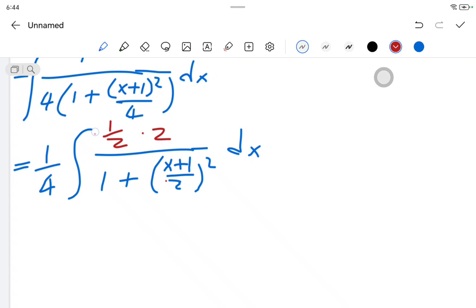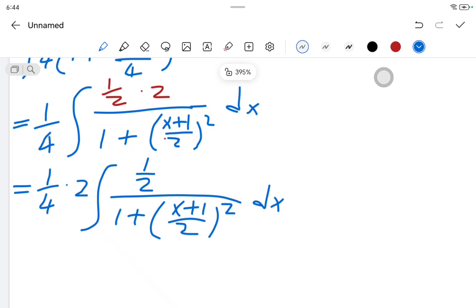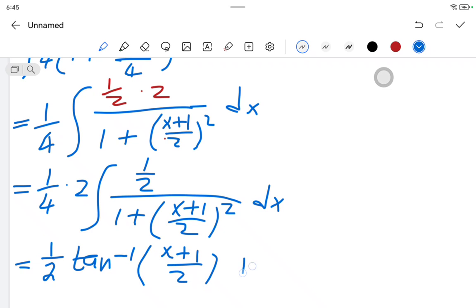Then this one is also here. You took it here, so you're going to leave it. And then you leave it there, and then you put the 2 here. Because remember, when I derive this, I'm going to get 1 over 2. So that 1 over 2 is fine there. So here I get 1 over 2. And this will just be arctan x plus 1 over 2 plus c.